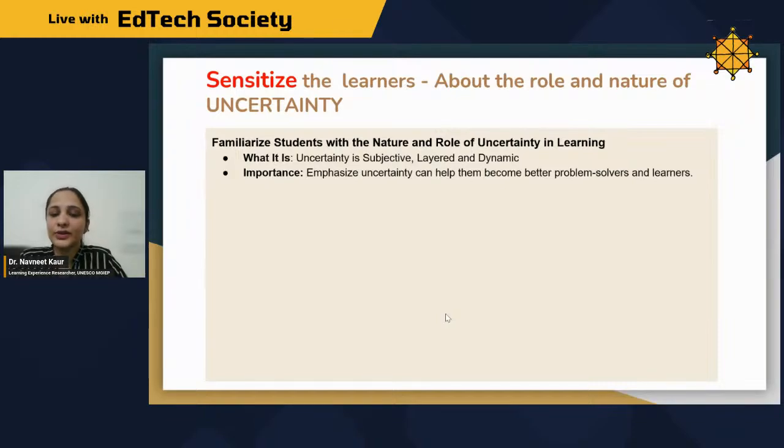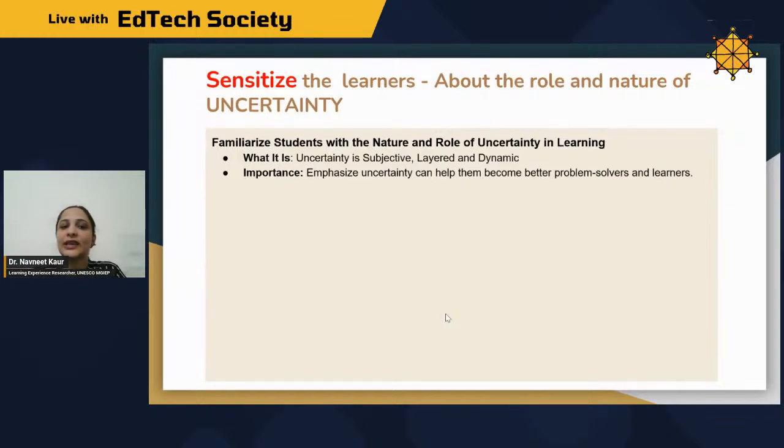Then they should also be aware that it's layered, it's interconnected. So they'll have a lot of questions related to maybe one single topic, and they will be interconnected so that they'll feel confused about it. So it's the nature of uncertainty and it's bound to happen. They should be aware of that. Then, uncertainty is dynamic in nature. So they should know that the nature of uncertainty will also change with time.